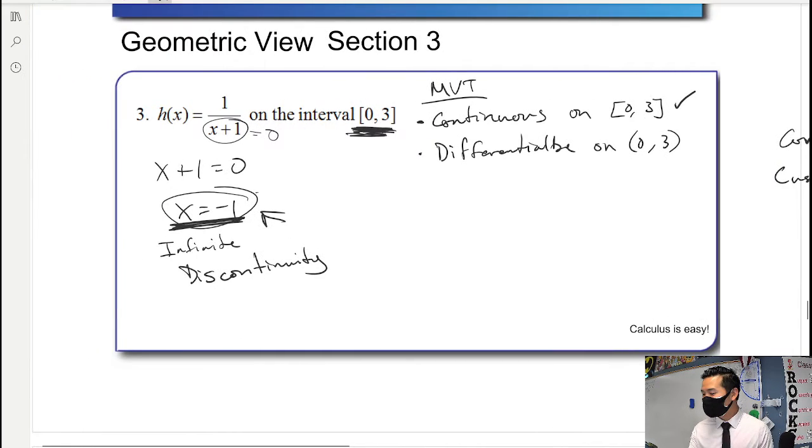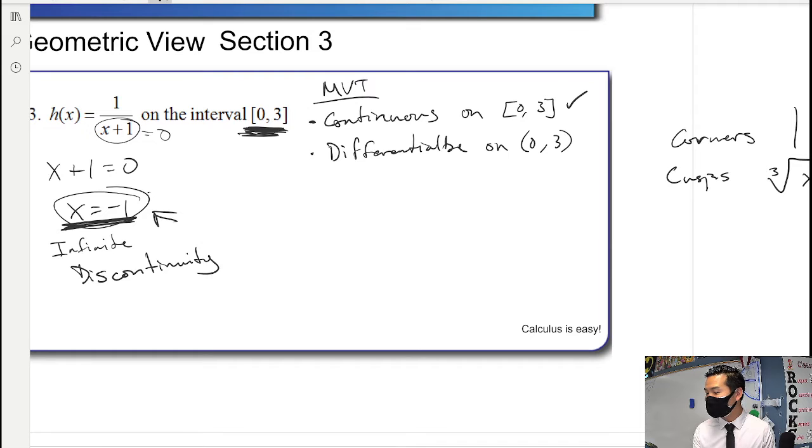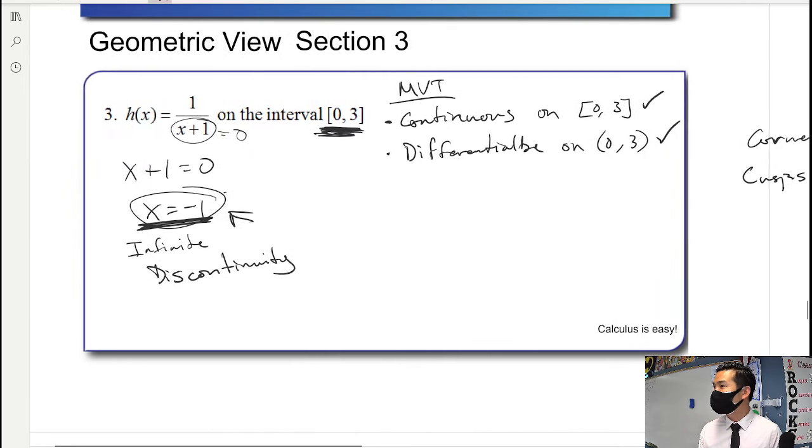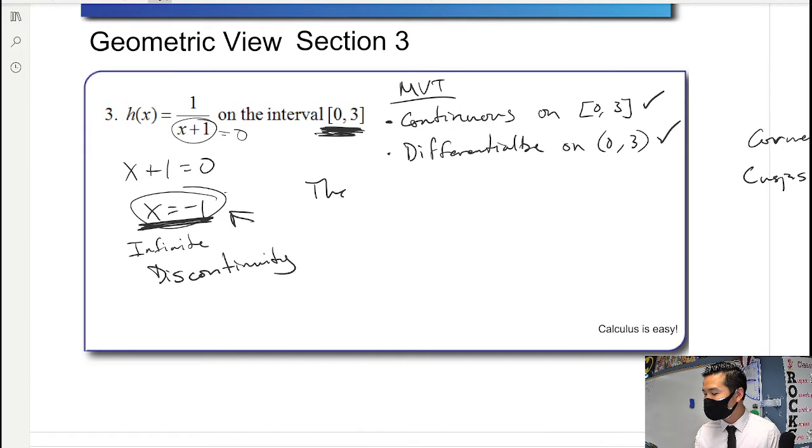So this function has none of those. It doesn't have a cube root and a squared in there. It doesn't have an absolute value, so there's no corners. And it's also continuous on there, so it's going to be differentiable as well. So these two check off. So can I apply the mean value theorem to this? Yes. The mean value theorem applies.